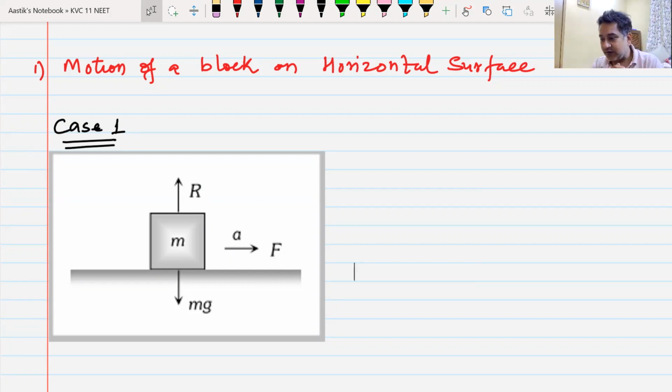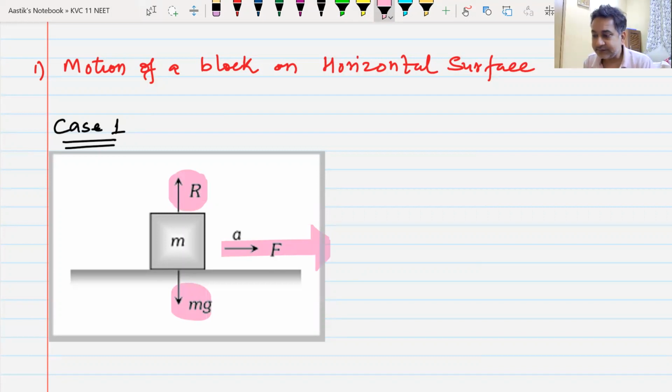So what we have done is we have drawn a free body diagram. We have drawn all the forces. You can see all the forces here. What are the forces acting on this? This is the normal reaction N. They have called it R. This is the weight of the body mg, and this is the horizontal force F. You see all these three forces, yes or no?